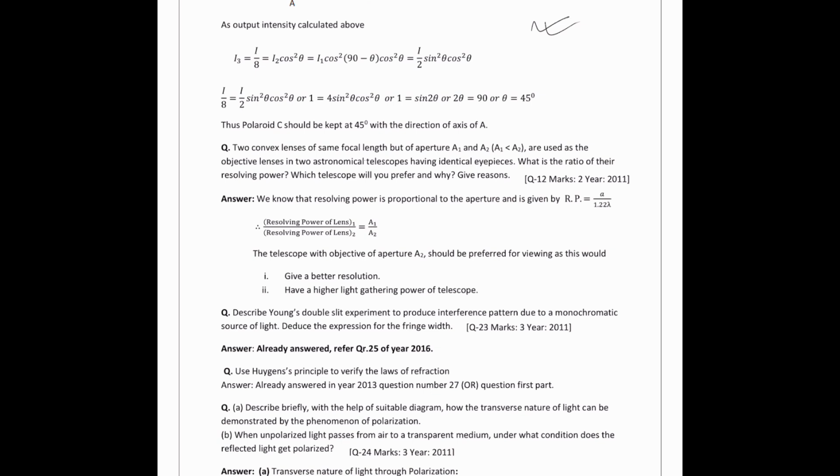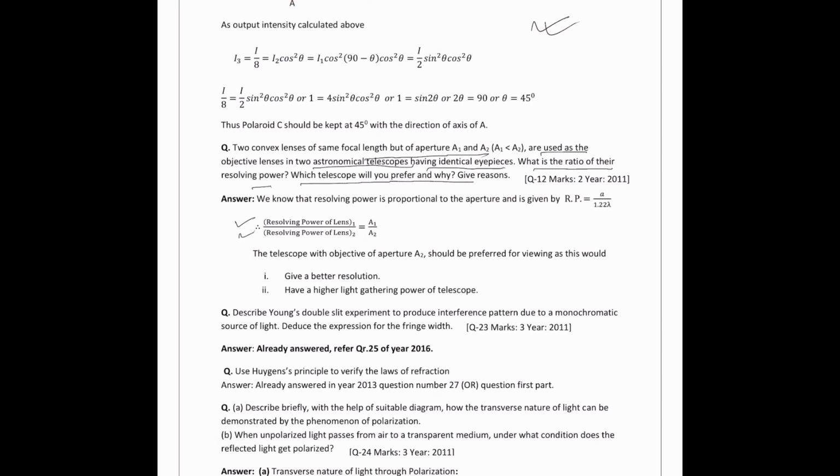Two convex lenses of focal length A1, A2 are used as objective lenses of two astronomical telescopes having identical eyepieces. What is the ratio of their resolving power? Which telescope will you prefer and why? This is an interesting question. Resolving power is alpha by 1.22 lambda. So the resolving power of lens L1 by the resolving power of lens L2 is equal to A1 by A2.